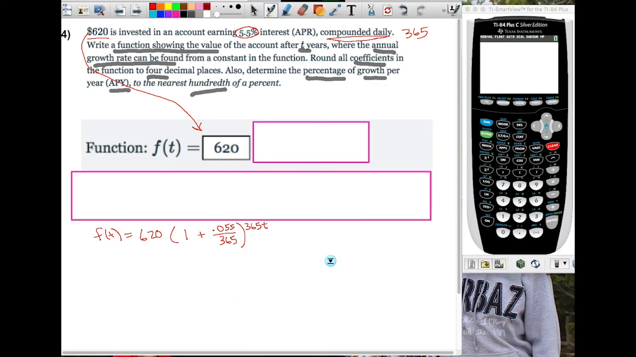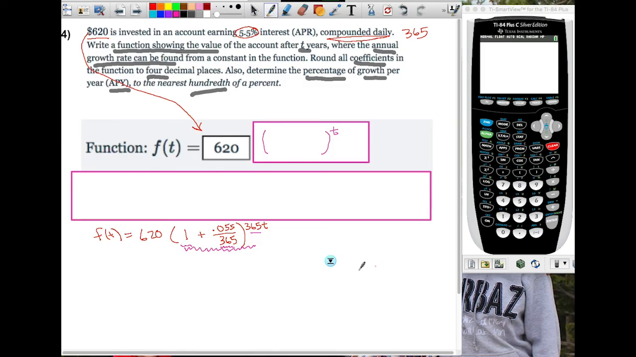Now what I need to do here is I need to simplify this so that this base is a single number and the exponent is just t. So I want to get rid of this 365 as an exponent. I want to simplify this fraction, add it to 1, and then I'm going to get a number down here. That number is what's going to go in here. And then time is up here. So to do that, I'm going to have my calculator. Here's the steps that I want. And I don't want to round until the very end.